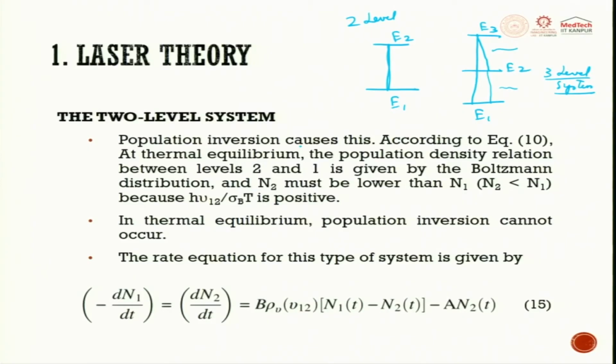Population inversion, so when N2 is greater than N1, that is called population inversion. Population inversion causes this.